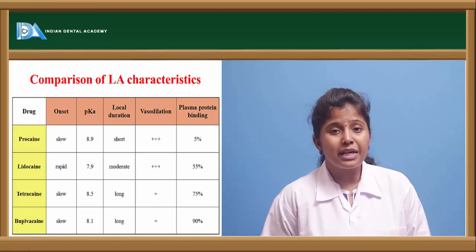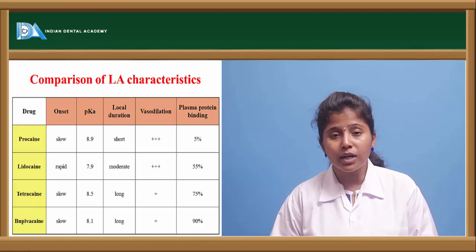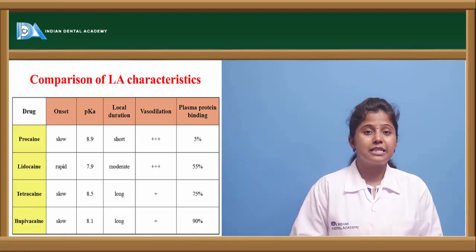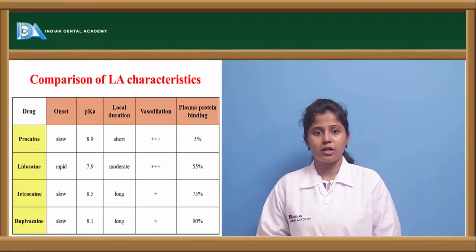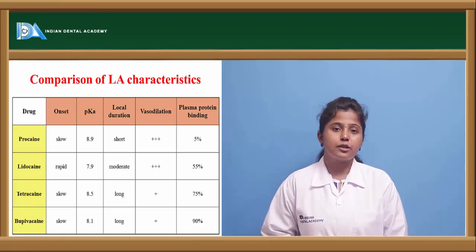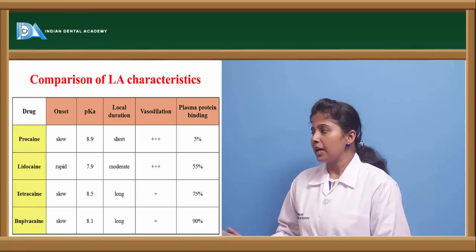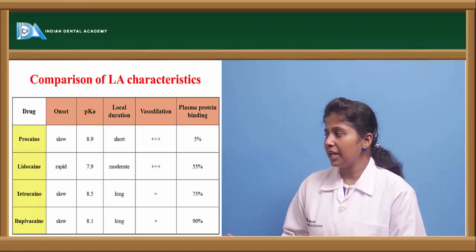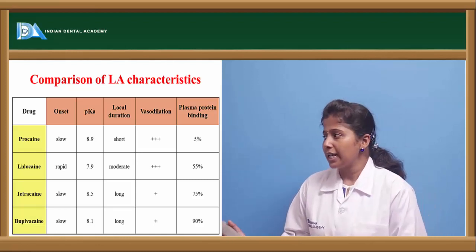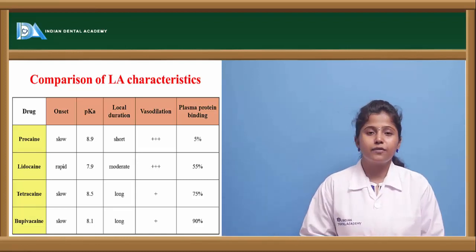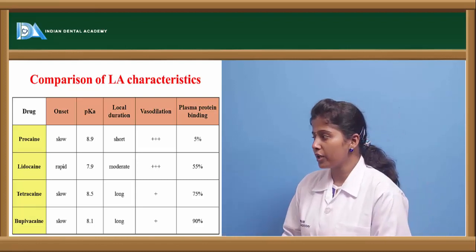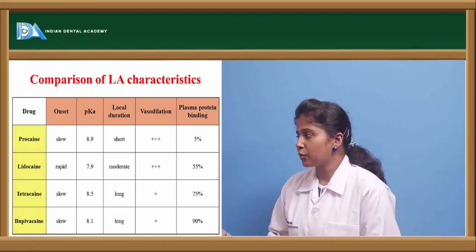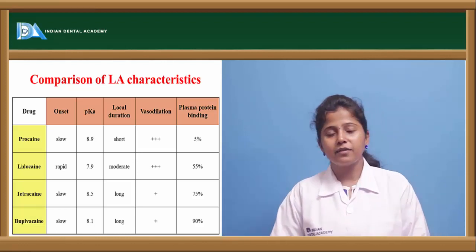If the plasma protein binding capacity is lower, then it has a longer duration of action, in the sense that it is available in the systemic circulation for a longer period of time so that it can show its effect. And if we observe lidocaine, it has a rapid onset of action, the pKa value is 7.9, the duration of action is moderate, it has a greater vasodilatation effect, and the plasma protein binding is up to 55%.